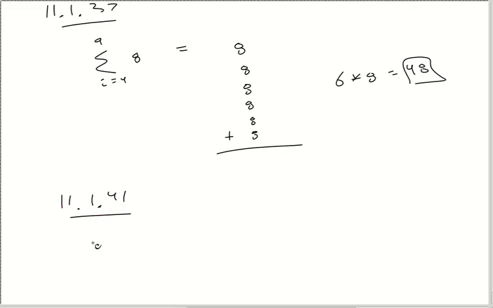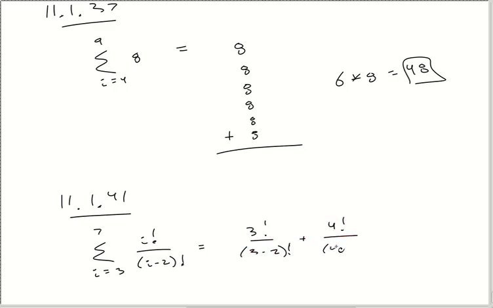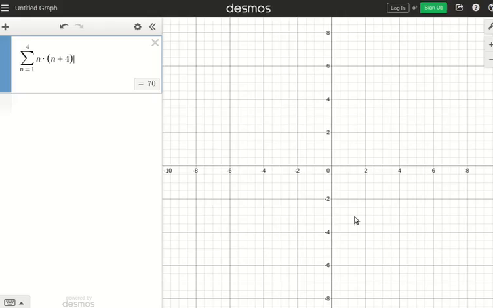And I've got summation of i equals 3 to 7 of i factorial divided by i minus 2 factorial. That's a lot of factorials. And so what I'm going to do here is say 3 factorial divided by 3 minus 2 factorial plus 4 factorial divided by 4 minus 2 factorial plus. And then you got the 5. And then you got the 6. And then you got the 7. And then you add them all up. And oh my goodness, it takes forever. Surely there's a way to make Desmos work.